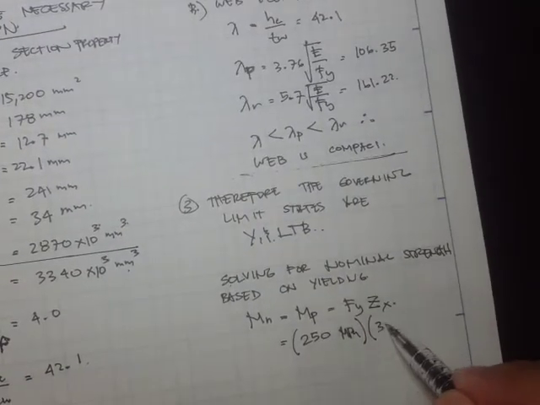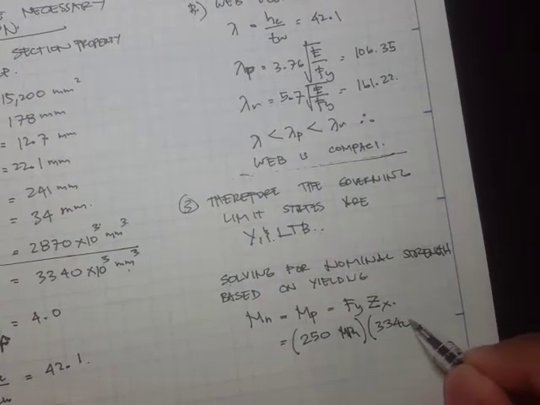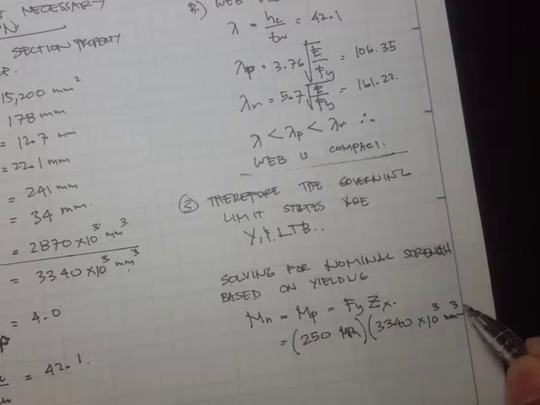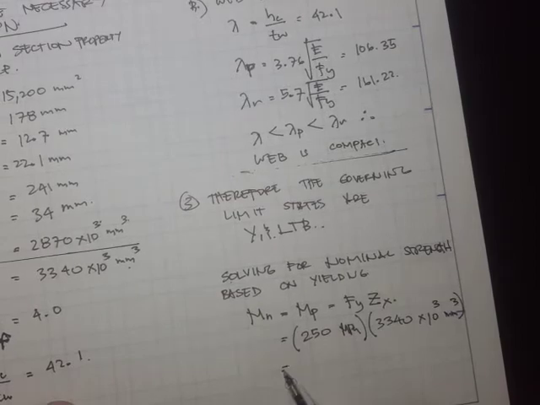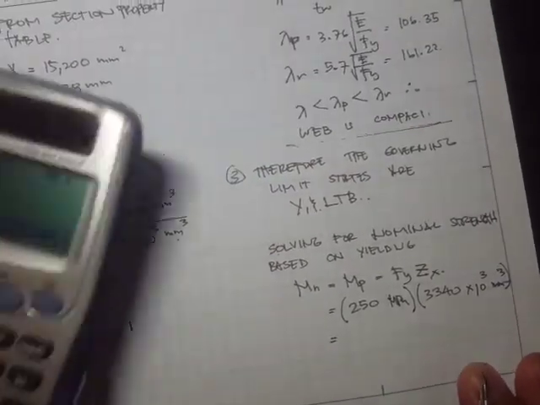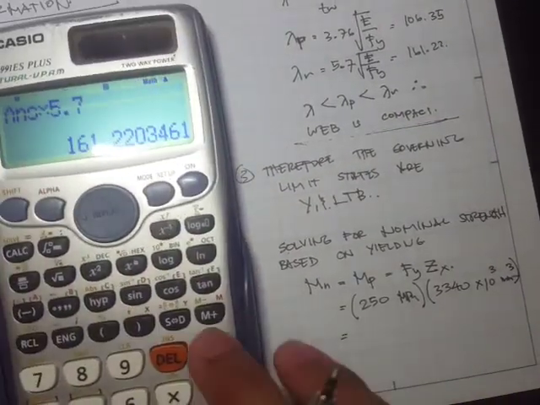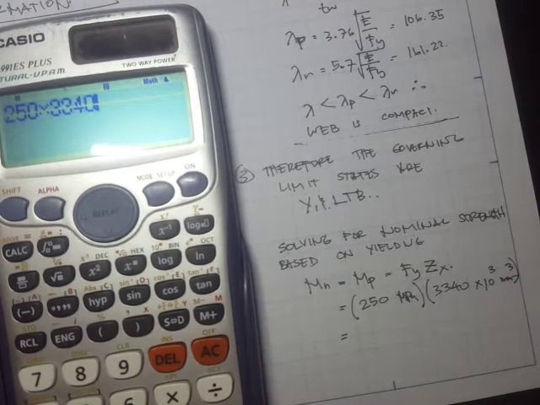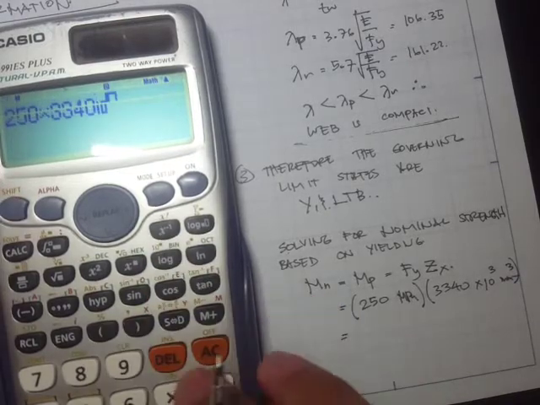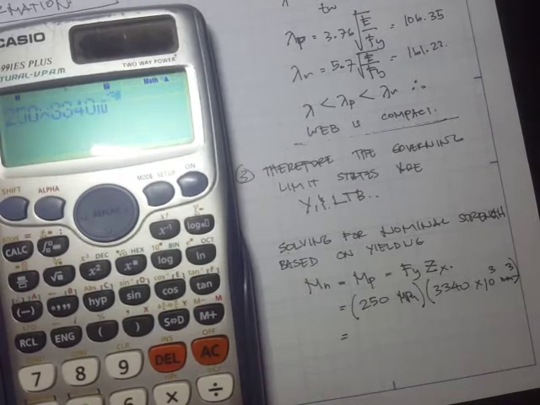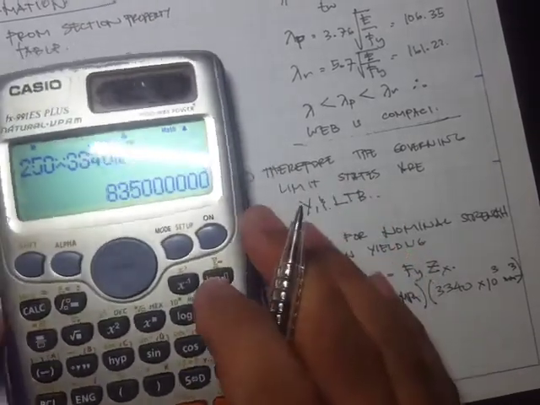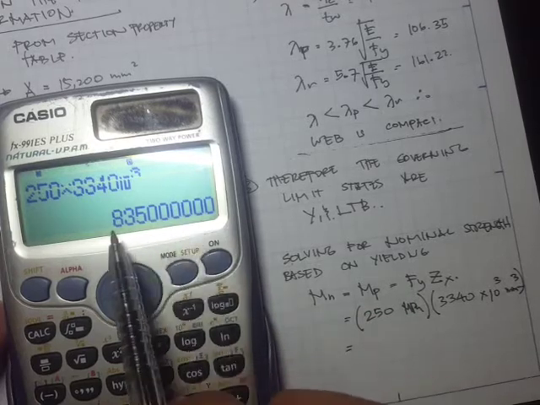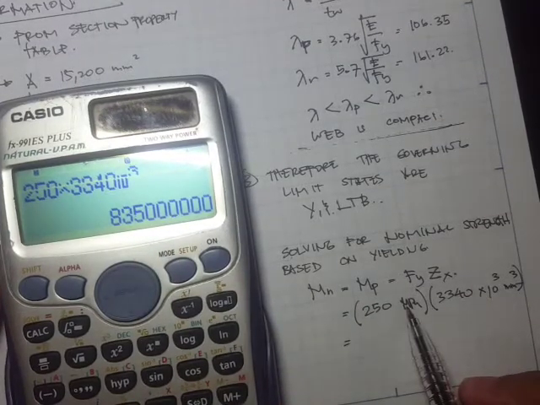3,340. Okay, so don't forget that it's times 10 to the 3, that's in mm cubed. Okay, so 250 times 3,340 times 10 to the 3, and we obtain this value, and our unit, if we use this value, would be Newton.